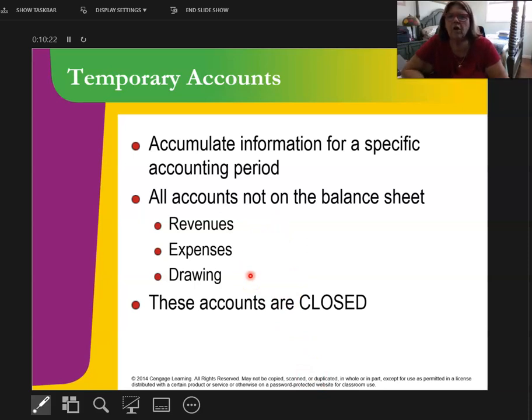Okay? There's also another account that you don't see, called income summary. It is a summary of my income. And so really there are 4 accounts that will close: revenues, expenses, drawing, and income summary. These are temporary accounts. So four journal entries. We're getting ready to go over them one at a time.